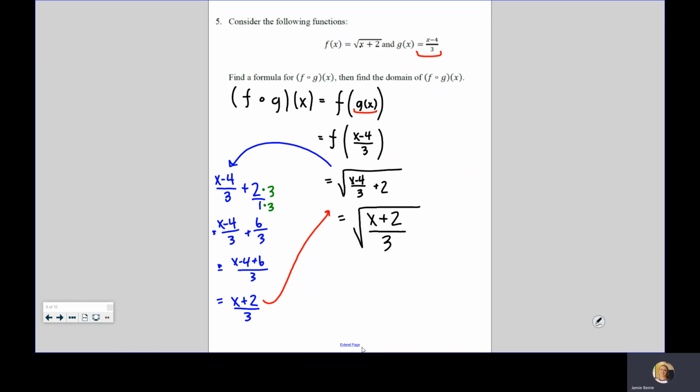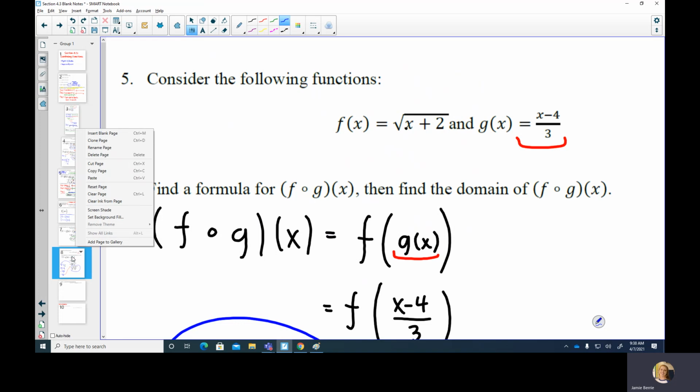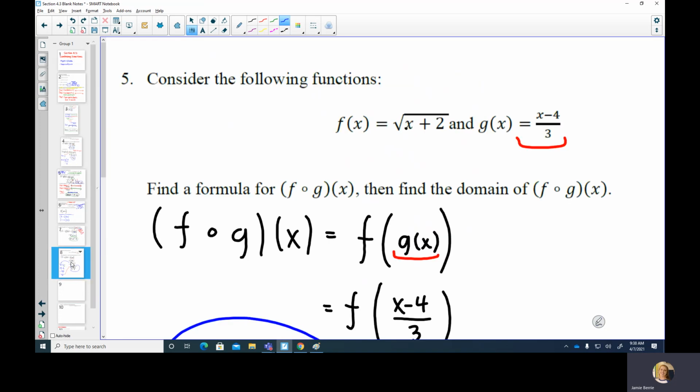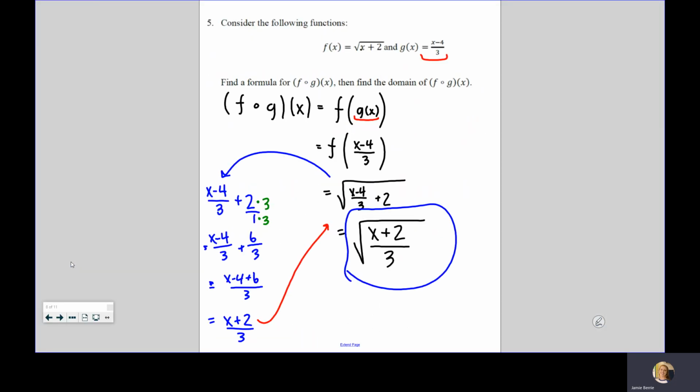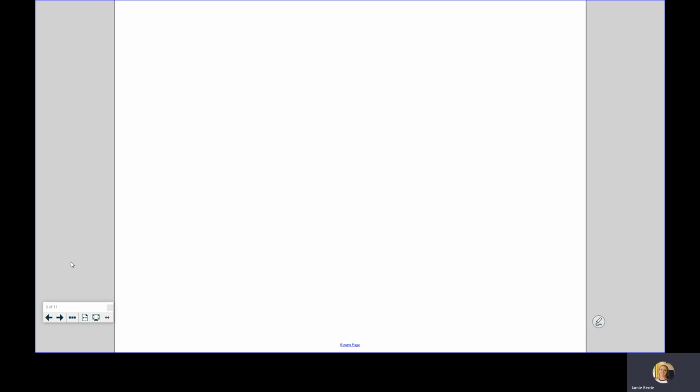Now, if you had a perfect square in the bottom, you could take this even further. You could split it up into the square root of the top over the square root of the bottom, but 3 is not a perfect square. It's not going to simplify any further. So we're done. But now we need to find the domain. I'm going to add in an extra page since we've already used a bunch of this page. All right, so we're going to find the domain of f composed with g.